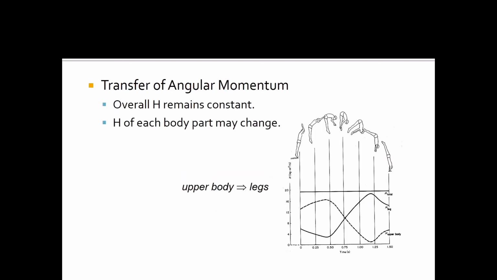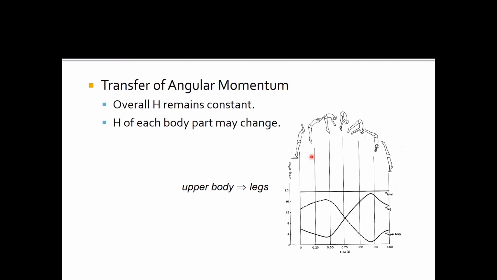Okay, this is the last slide of this chapter: transfer of angular momentum. While maintaining the same amount of angular momentum, overall angular momentum remains constant. So you can maintain the same amount of angular momentum, but the angular momentum of each body part may change. They can transfer their angular momentum to each other. For example, angular momentum of the upper body can be transferred to the lower body and vice versa.